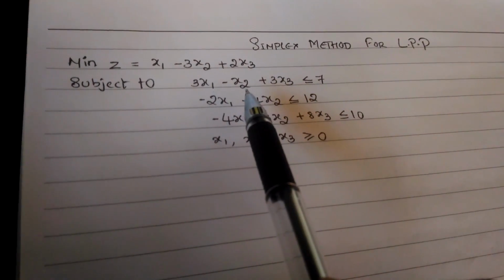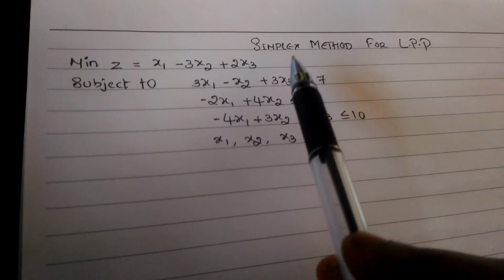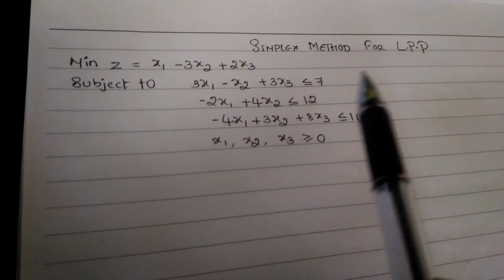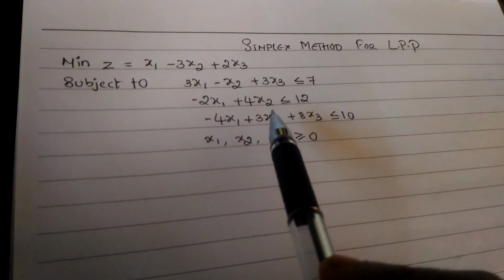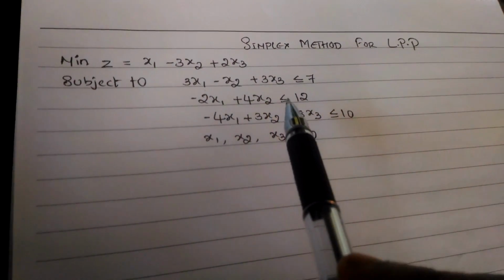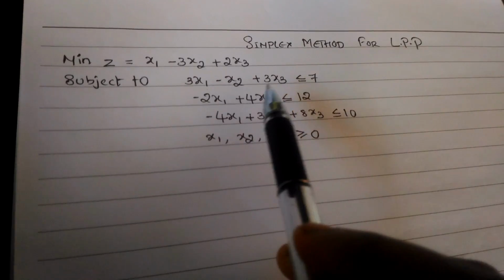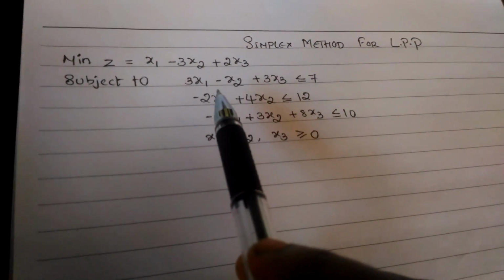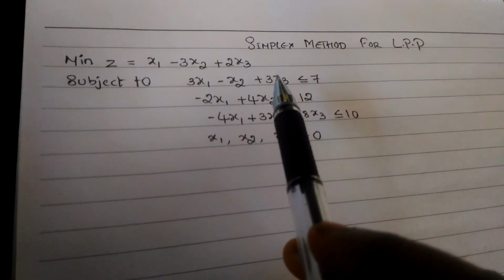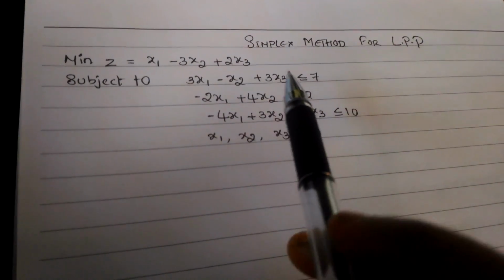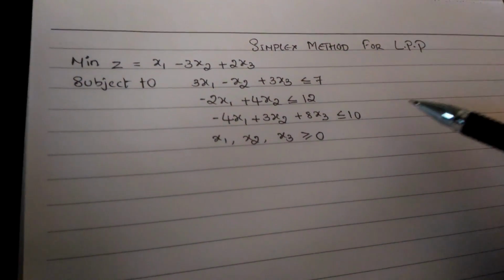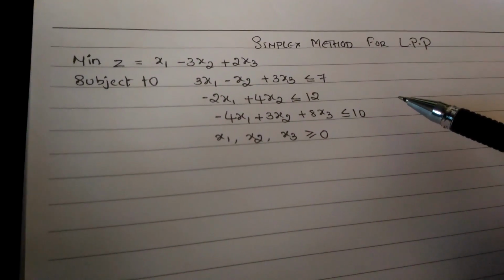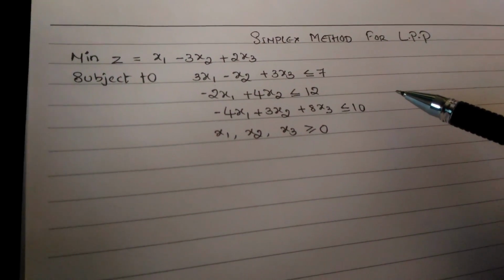To overcome such a drawback, we have a method called simplex method for LPP. We can make use of this method and solve the given LPP for any number of variables in the subject to constraint inequalities. You can have any number of variables in the subject to constraints in order to apply the simplex method. Since we have understood the need for simplex method, let us go ahead.